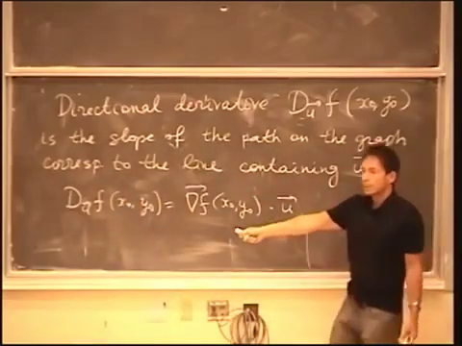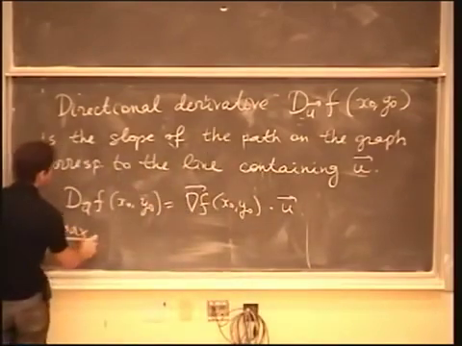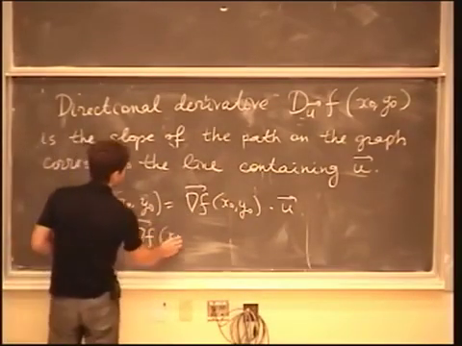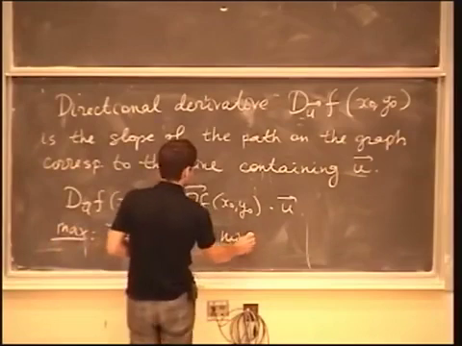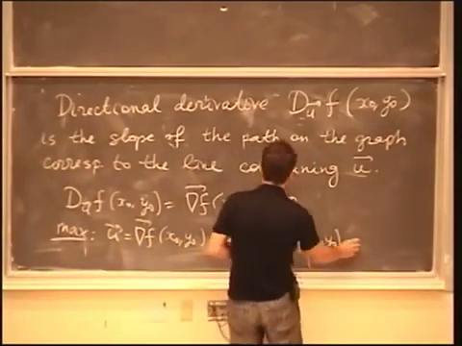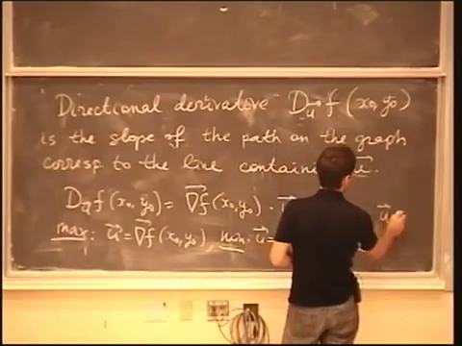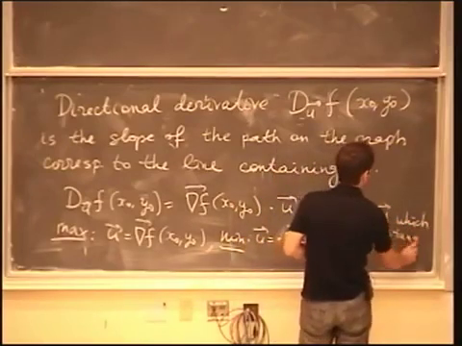And this formula tells us when this directional derivative takes some particular values. For example, the maximum value corresponds to u equal nabla f. The minimum value is its opposite. And the zero value corresponds to u which is tangent to the level curve.